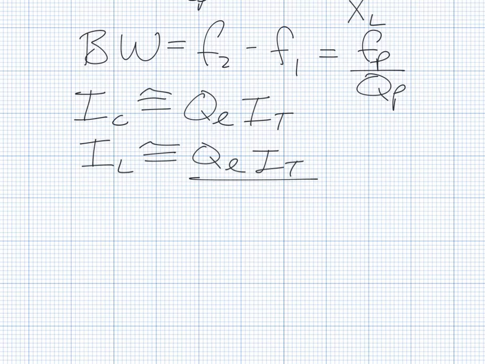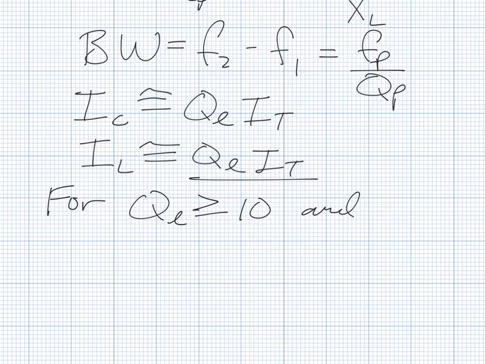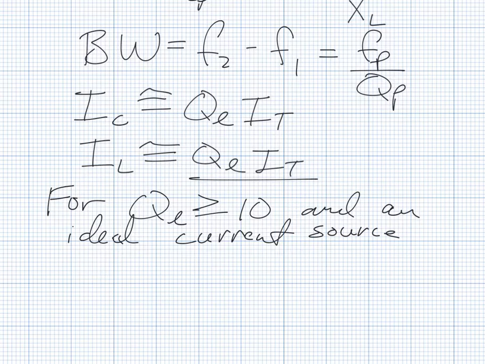All right, so just restate that we're talking about a quality factor for our inductor greater than or equal to 10. And if we're talking about an ideal current source, so now we're adding a new stipulation to this. If it's an ideal current source, and there will be times that we're going to define an ideal current source, then RS, that internal resistance, is going to be equal to infinity.